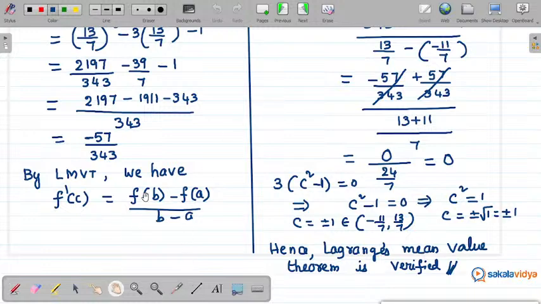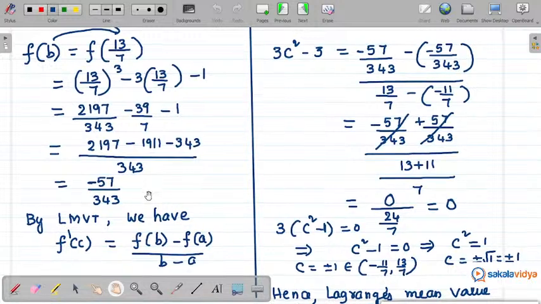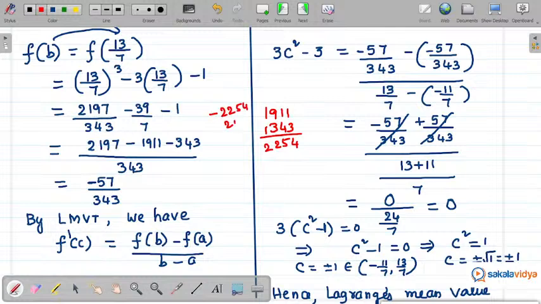Okay, here Shakam and Monica asked the doubts. Let us check once again here now. See, 19, 11 plus 343, 4, 5, 12, 1, 20, 24. So negative 20, 24 and plus 2197. So you will be getting negative 57. Okay, are you correct now? Right, f of b also you will get negative 57 by 343. So since f of a is equal to f of b, obviously f dash c is equal to 0, we get c is equal to plus or minus 1 itself only.